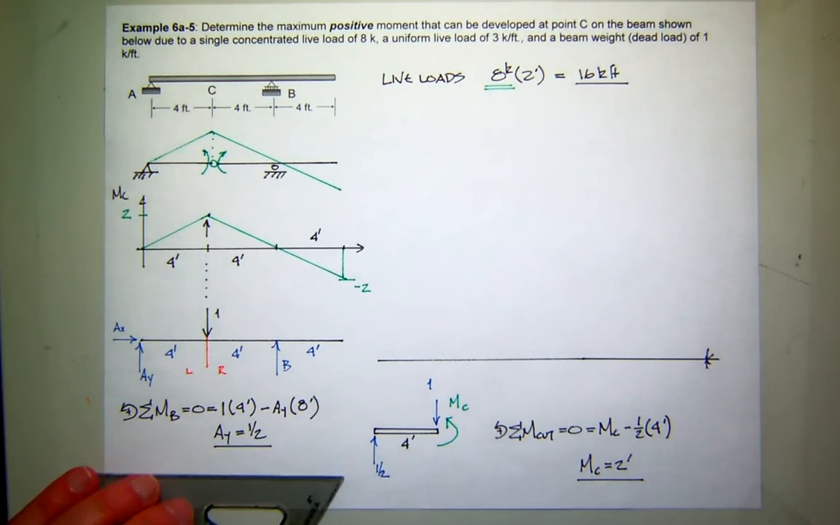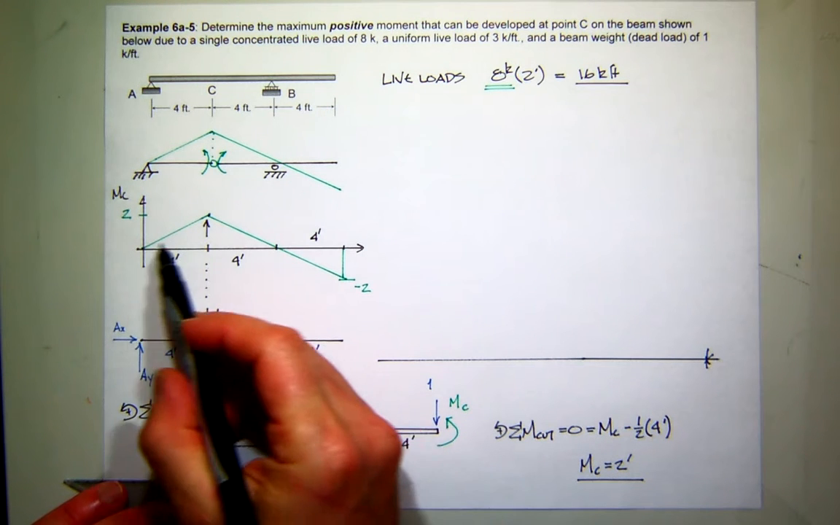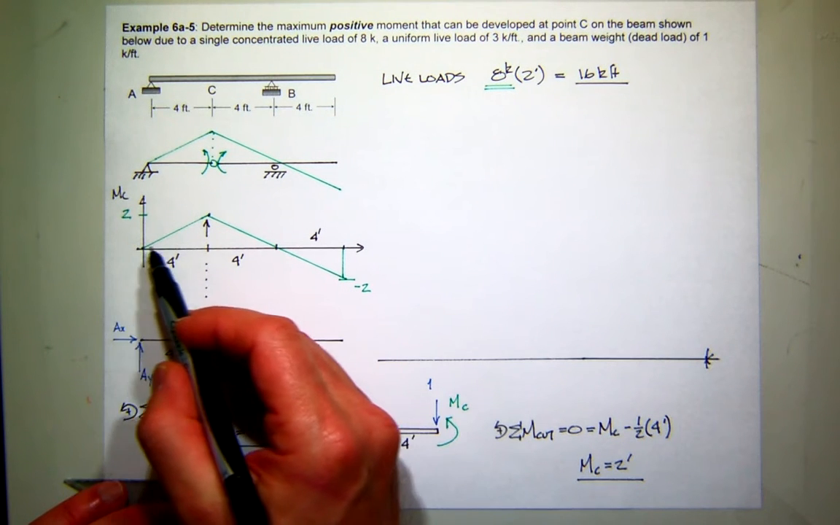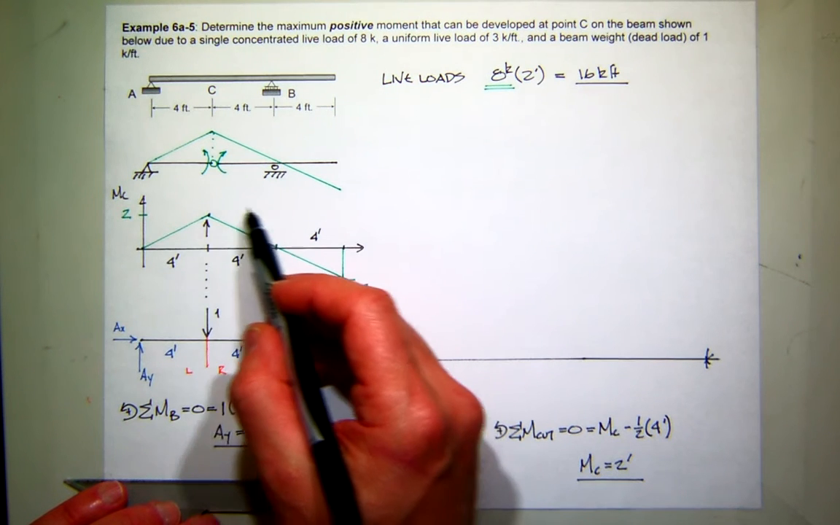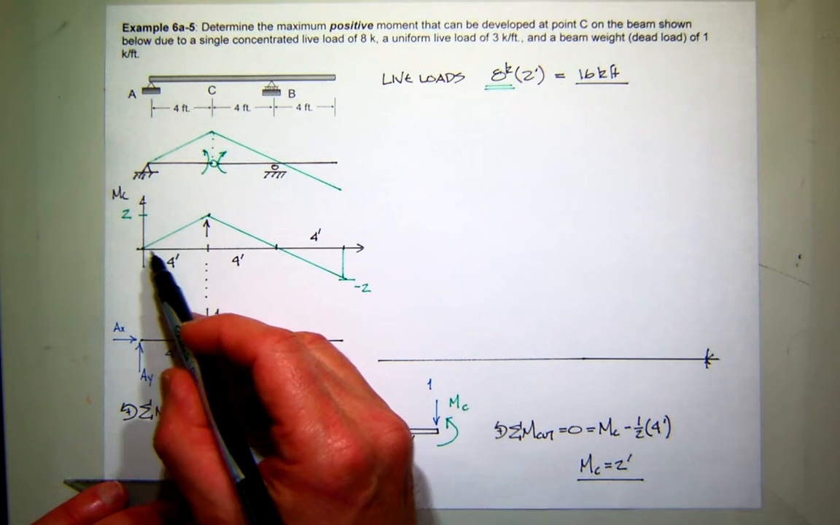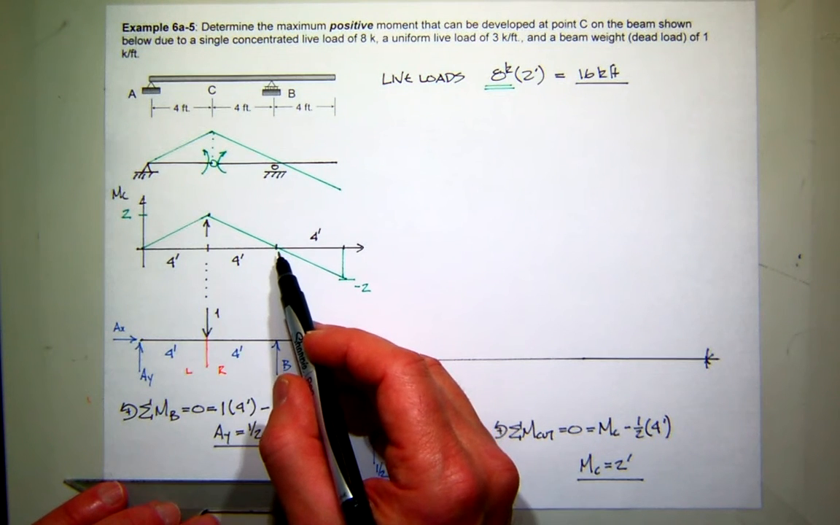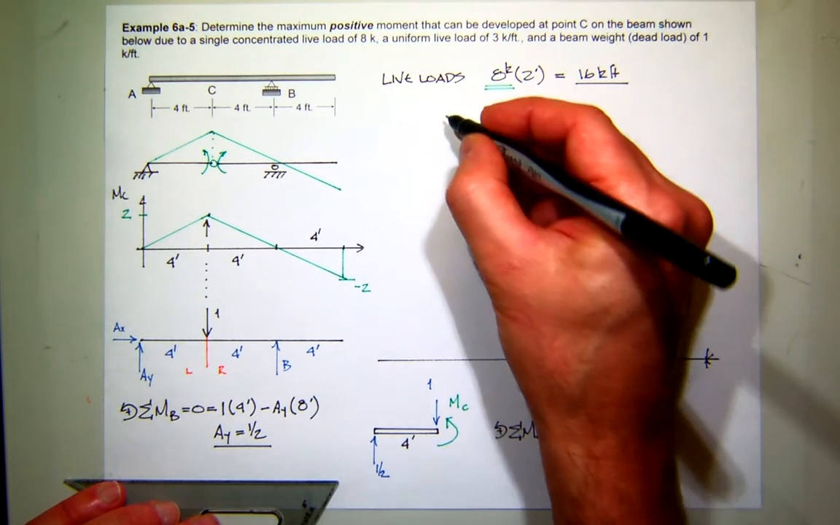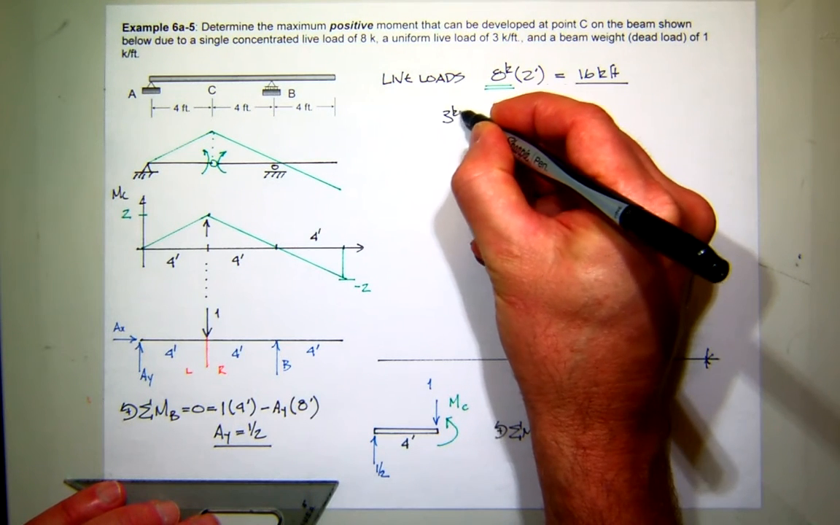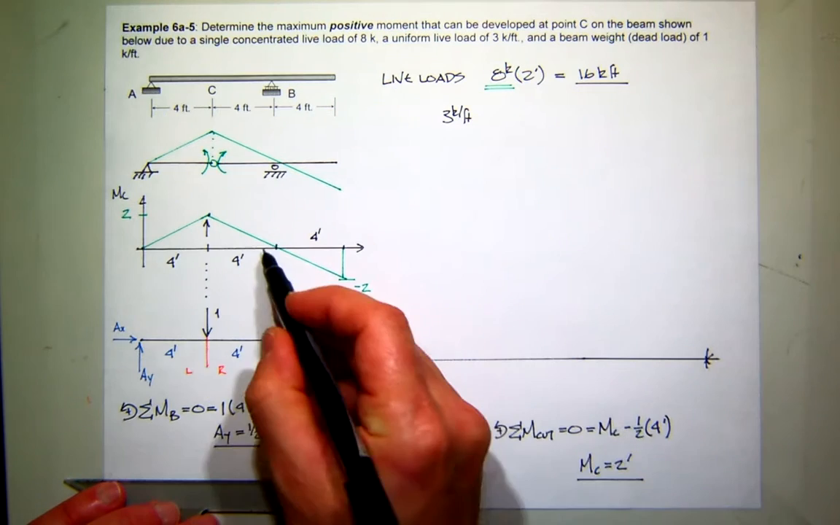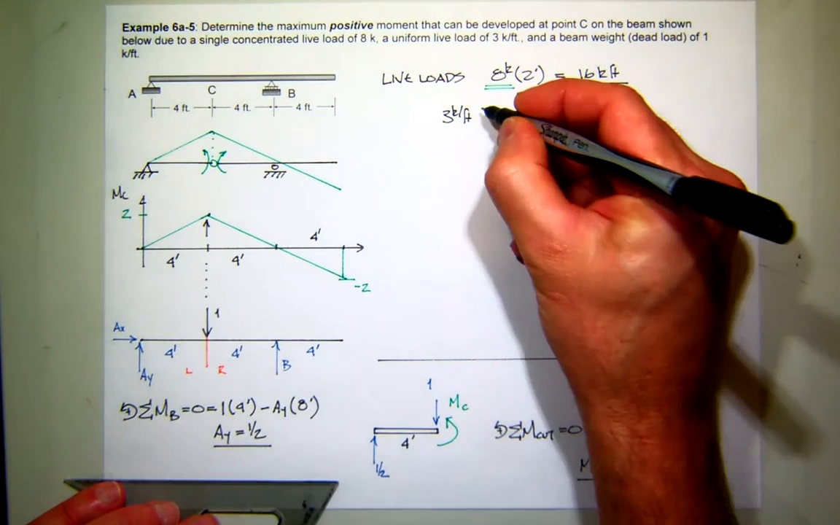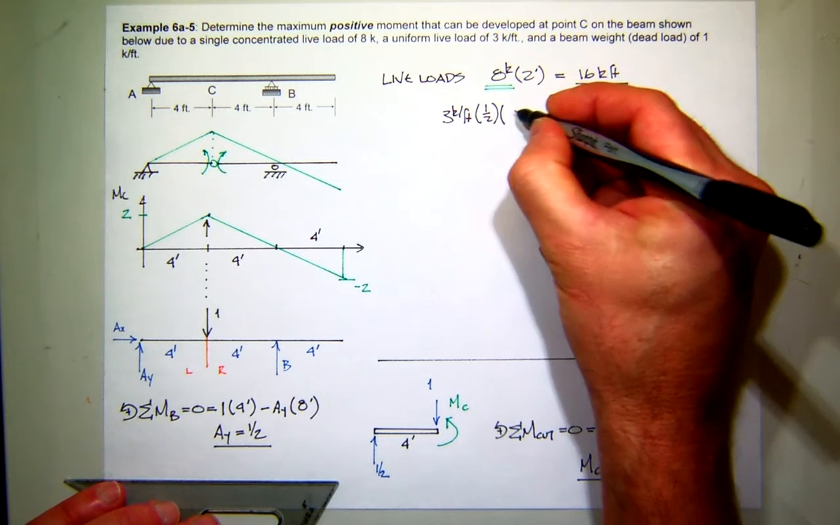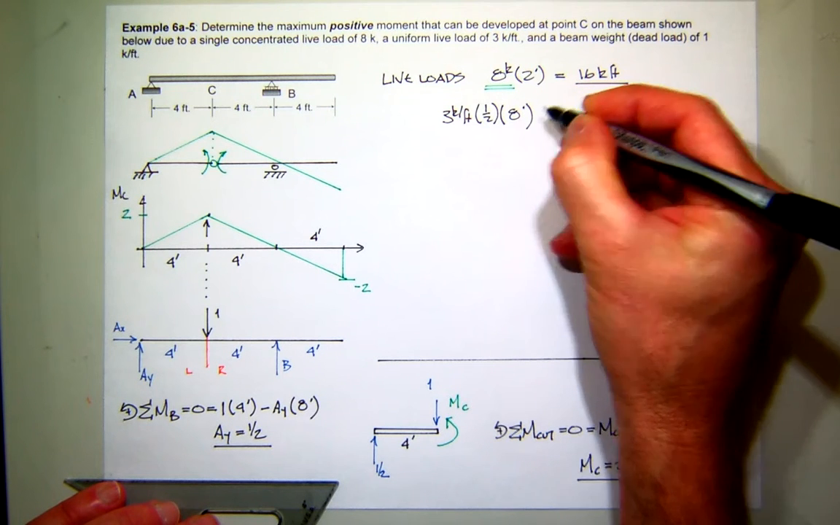Where would I put the uniform load on this structure to create the maximum effect? Well, just under the areas that are positive. So I'd run it from 0 to 8. In that case, the live load is 3 kips per foot times the area of this positive part. It's a triangle, so 1/2 base, 8 feet, times height, 2 feet.